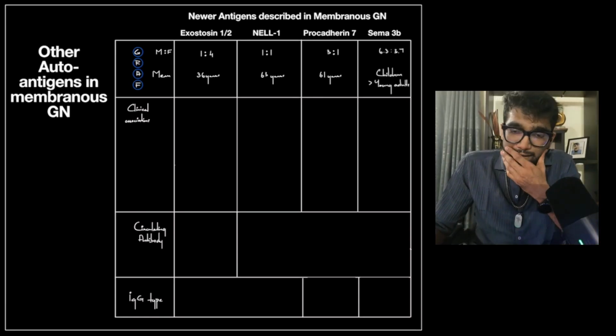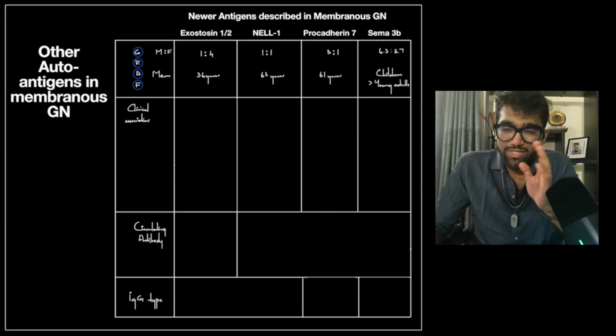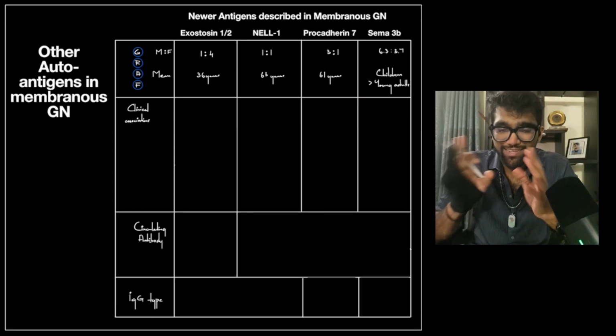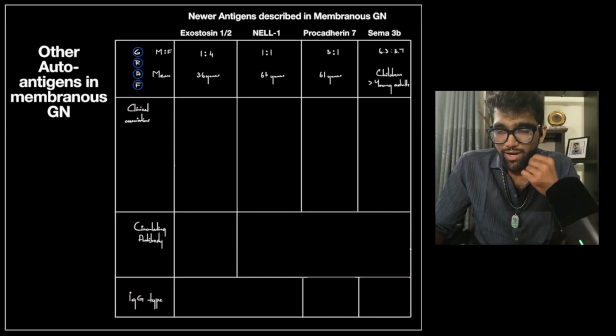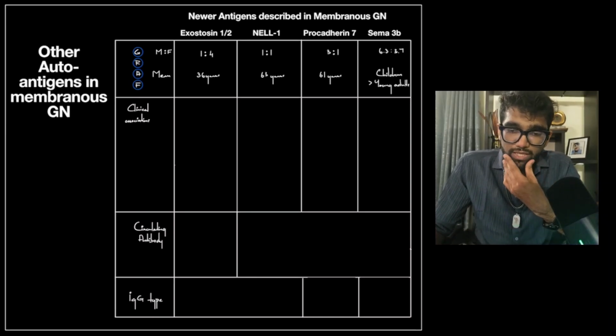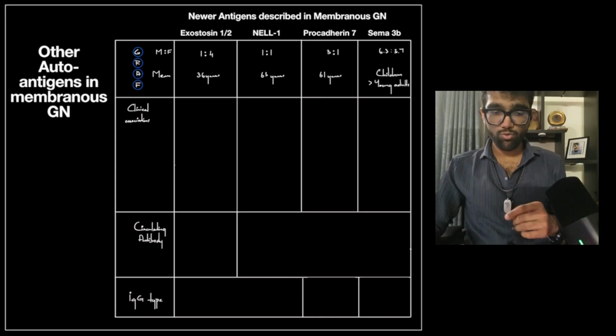Okay, and SEMA3B, again there is a nice symmetry there. So 6.3 is to 3.7. Okay, when we discuss sarcoidosis, we'll discuss how the male-female ratio is 43 to 57 in some data. So again, there's an asymmetry there. Together they form this. This will give you 10 if you add the two numbers up. Okay. Now again, SEMA3B actually occurs in children and young adults. Doesn't usually occur in older people. Whereas NELL1 and PCDH7 typically occur in older people.